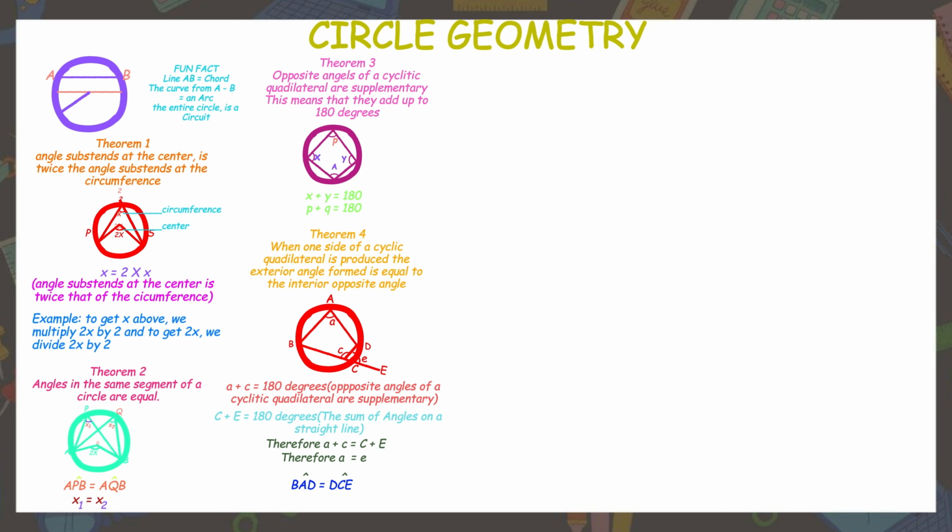Here is a typical example, and this one will follow theorem 1. Here we have to find the value of x. In this diagram, we have to find the value of x. Here we look at it as an angle at the center. Theorem 1 says that the angle subtended at the center is twice the angle at the circumference. Here we have to find x, that is the angle at the circumference.